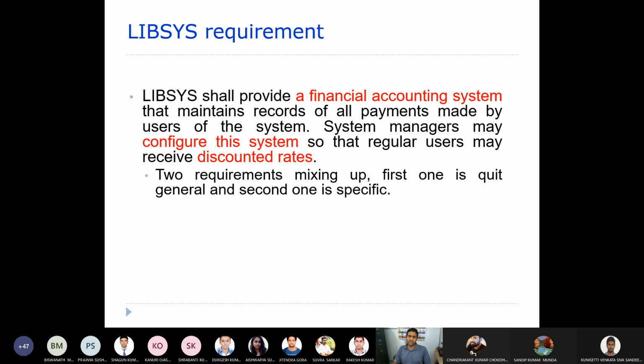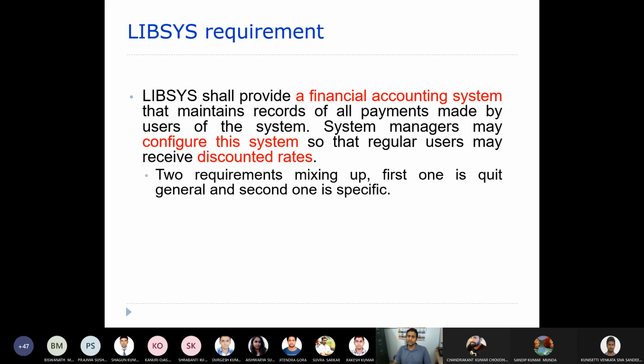Let's say there is a library system, library automation software, and the requirement is written in this way. LibSys shall provide a financial accounting system that maintains records of all payments made by the users of the system. And system managers may configure this system so that the regular users may receive discounted rates.